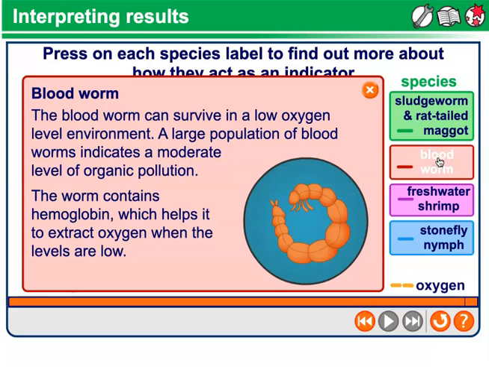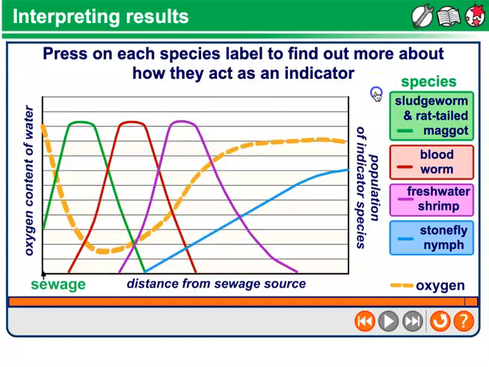Bloodworms. A bloodworm can survive in a low oxygen environment as well. A large population of bloodworms indicates a moderate level of organic pollution. The worm contains hemoglobin, which helps it to extract oxygen when the levels are very low in the environment.